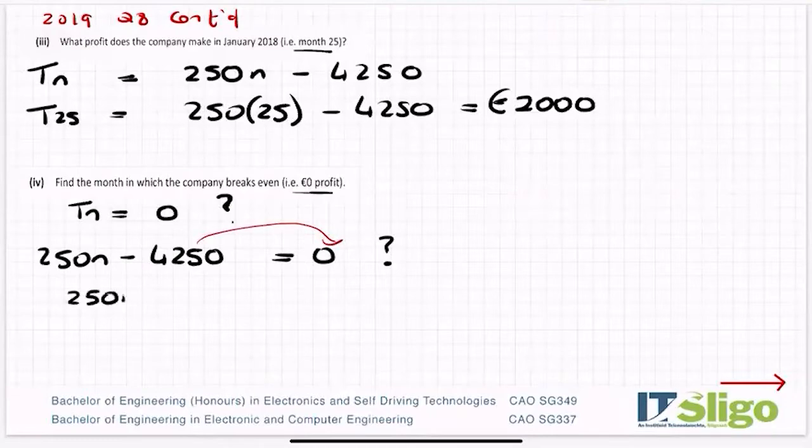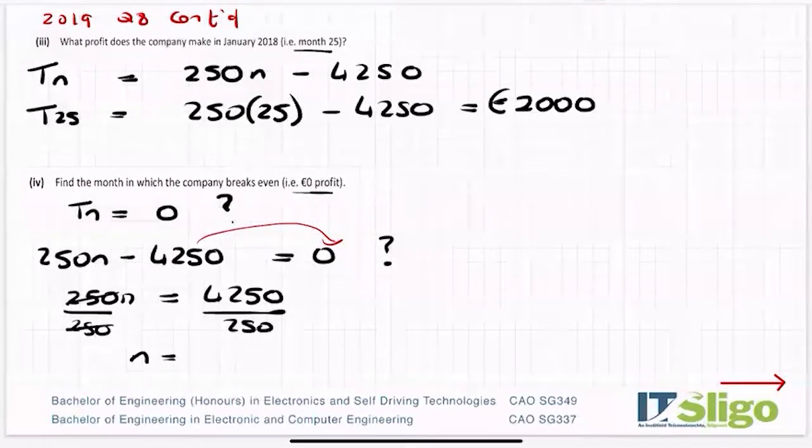So leave the 250 in there, bring over the 4250, and divide by the number in front of the letter. So I'm getting n is equal to 4250 divided by 250, and I'm getting n is equal to 17.